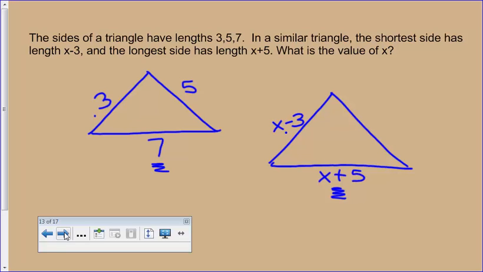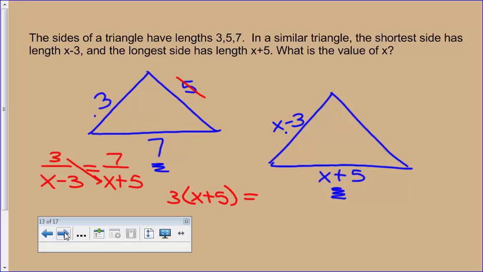Now we just need to set up a proportion to solve for x. So I don't need 5. It doesn't go with anything on the other triangle. We're going to use 3 and compare that to x minus 3 equals 7 compared to x plus 5. Remember when you're cross multiplying with variables that you want to use the distributive property, so 3 times x plus 5 is equal to 7 times the quantity x minus 3.